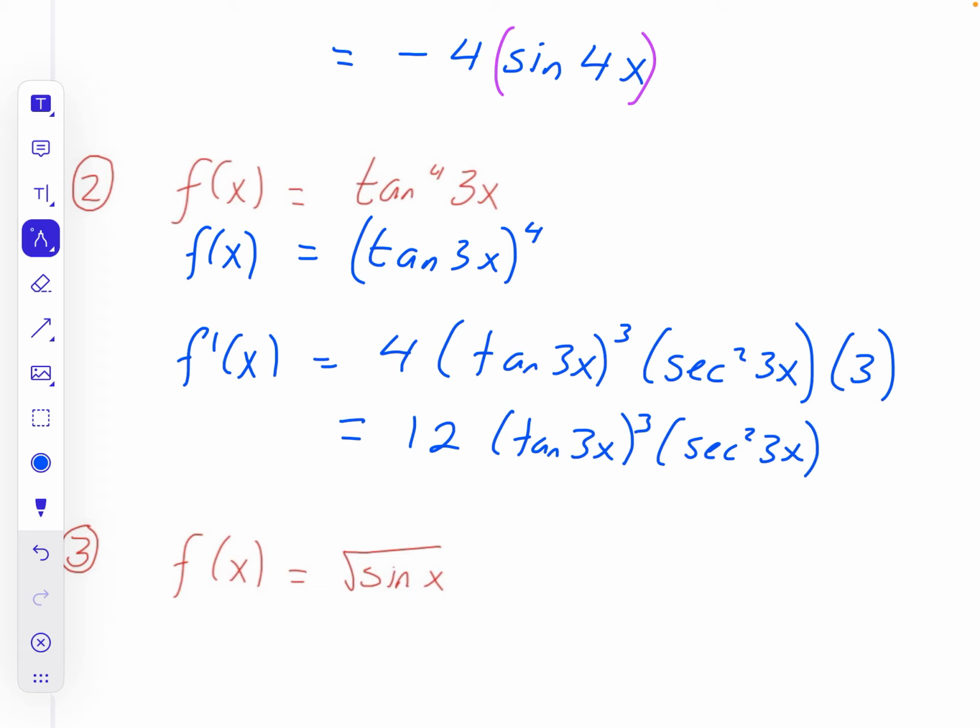So first, do the power, leave the trig and the angle alone. Then do the trig function, leave the angle alone, and then do the angle. So we're working in layers all the time.